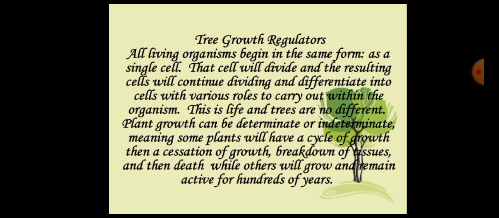Plant growth can be determinate or indeterminate, meaning some plants will have a cycle of growth, then a cessation of growth, breakdown of tissues, and then death, while others will grow and remain active for hundreds of years.